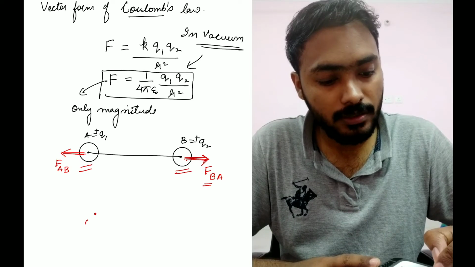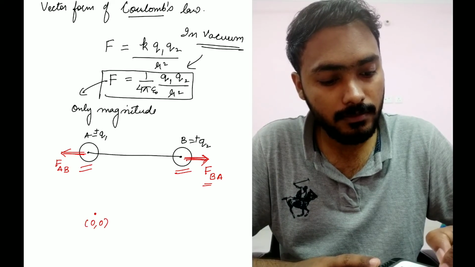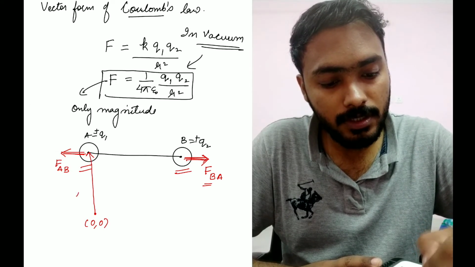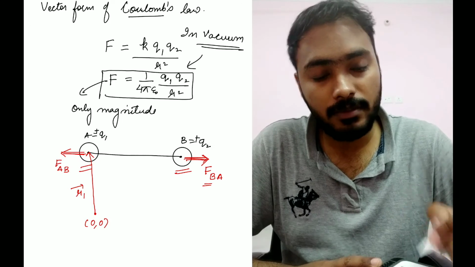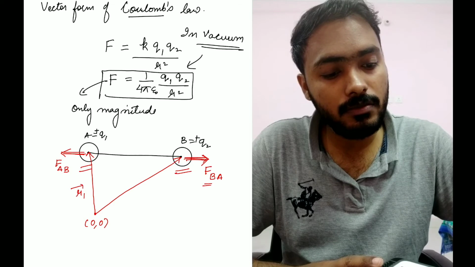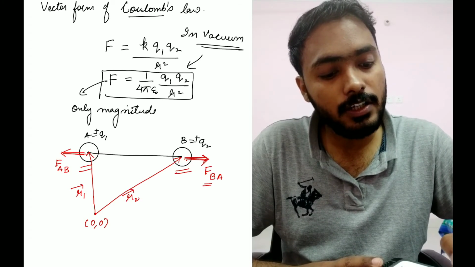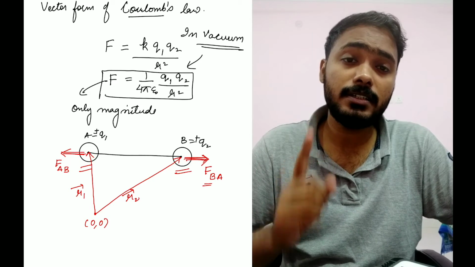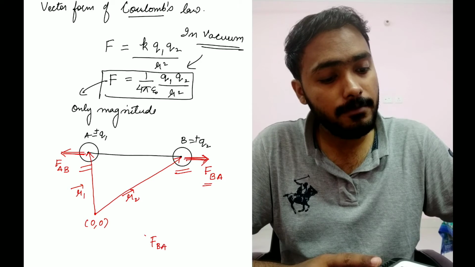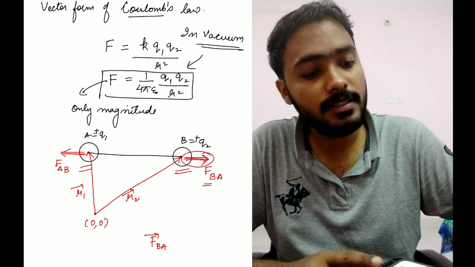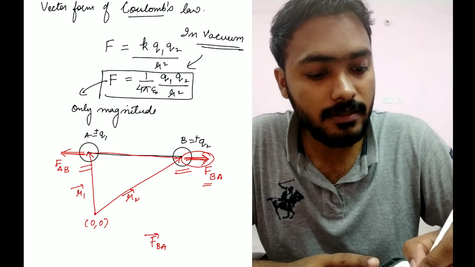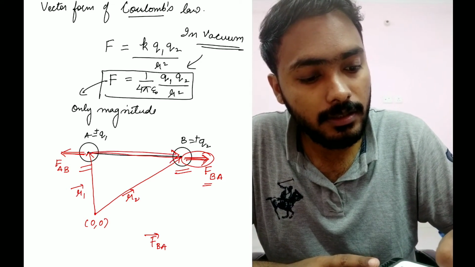draw an origin. Let's say this is my origin, 0 comma 0. From this origin to my first position, let me call this my r1 vector, position vector. From this origin to my second charge, let me call it r2 vector, second position vector. And let's say I'm supposed to find out the FBA vector. FBA vector is along that direction. It is going along that direction.